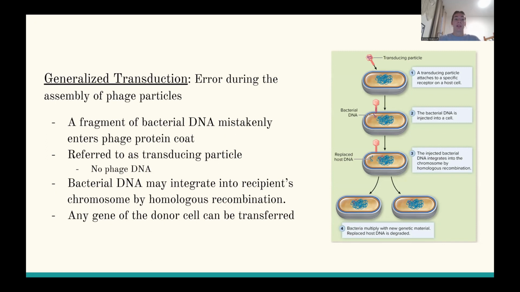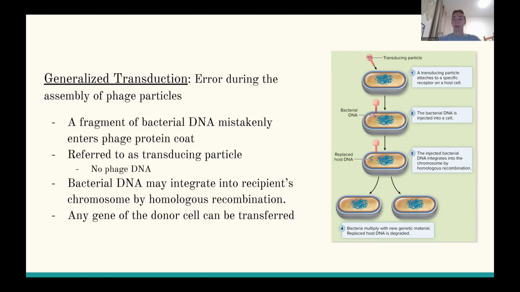It is referred to as a transducing particle and not a phage particle because it does not contain any phage DNA. The transducing particle is then able to attach to another bacterial cell and then inject the bacterial DNA it contains. The bacterial DNA may integrate into the recipient's chromosome by homologous recombination. Any gene of the donor cell can be transferred. This is why this mechanism is called generalized transduction.